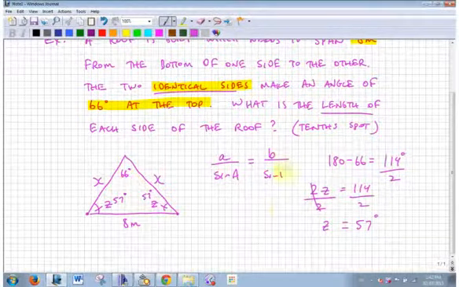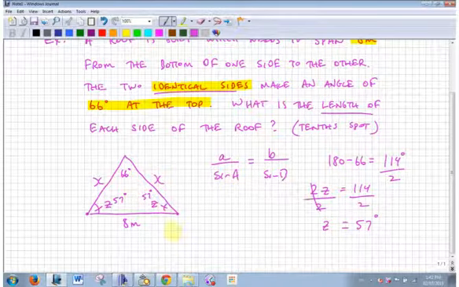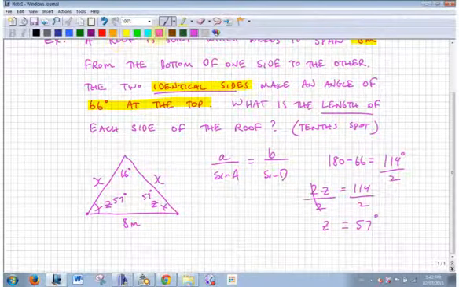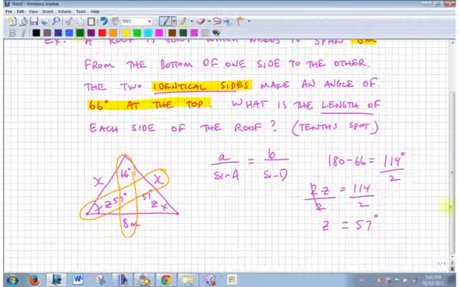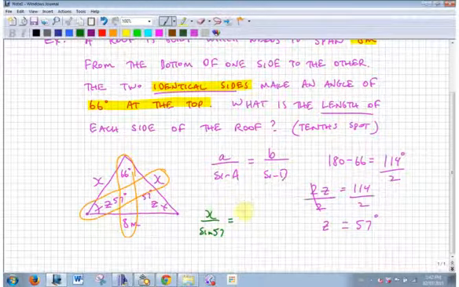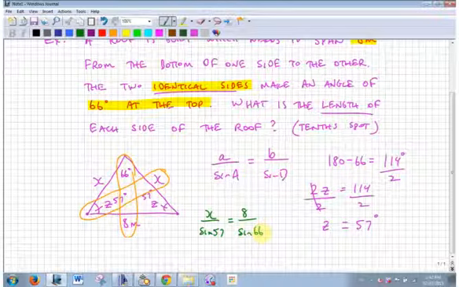Now I have three pieces of information. I can solve for x. So again, if it helps, you can do this opposite thing, right? I know this side. To get that side, I've got to know the angle opposite it. And I also have these two pieces of information. So I can write this out and go x over sine 57 is equal to the side 8 over sine of 66. Okay, how do I get x by itself?